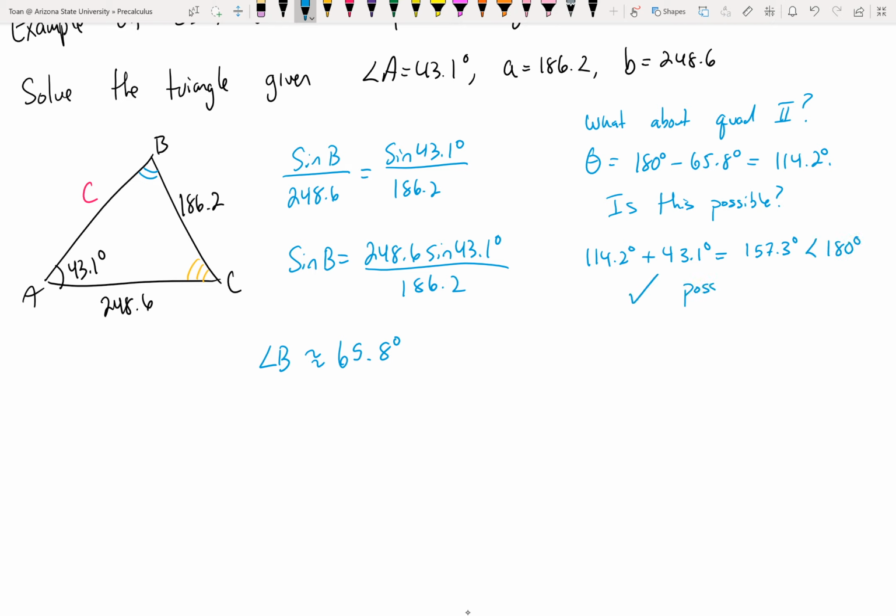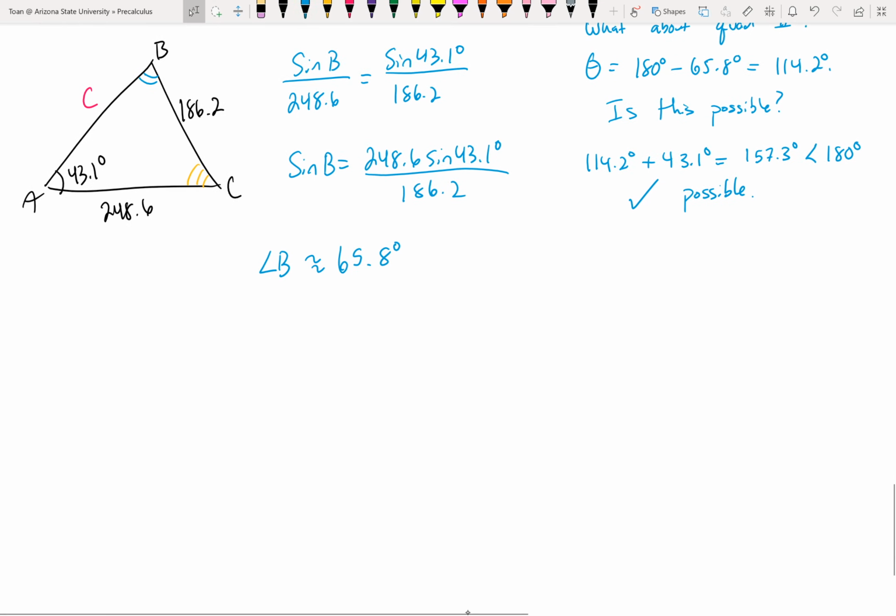So this is possible. What does that mean? That means we're going to have two sets of answers. This answer of 65.8 degrees, I'll call it B sub 1. So that's one possible answer.